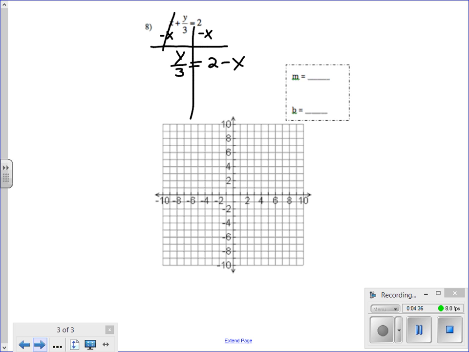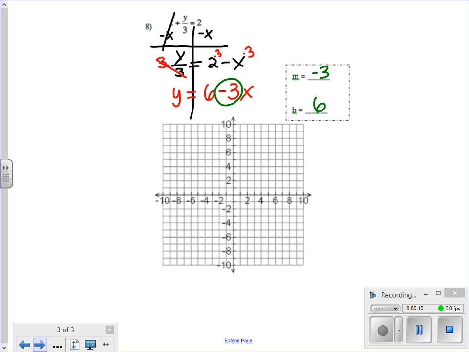Now, in order to get the y by itself, this is similar to a problem on the notes. I need to multiply both sides by 3. When I multiply both sides of an expression, every single term gets multiplied by 3. It's just like when I divide. So when I do that, I end up with y equals 2 times 3 is 6 minus 3 times x. That's your final answer, giving me a slope here of -3 and a y-intercept of 6.